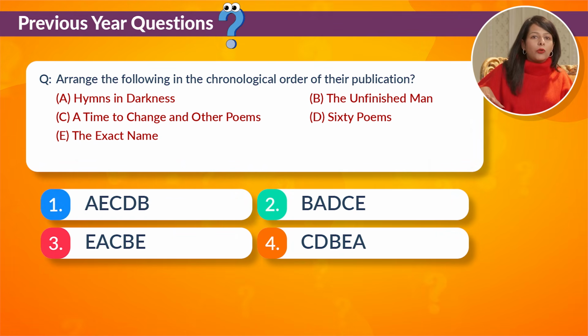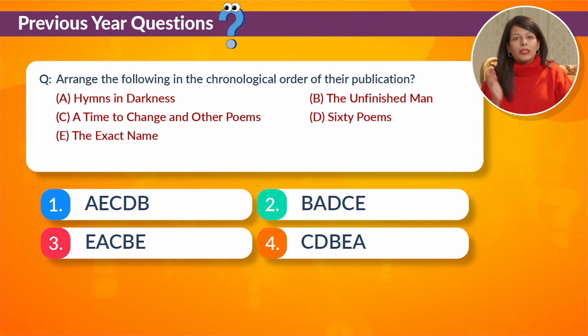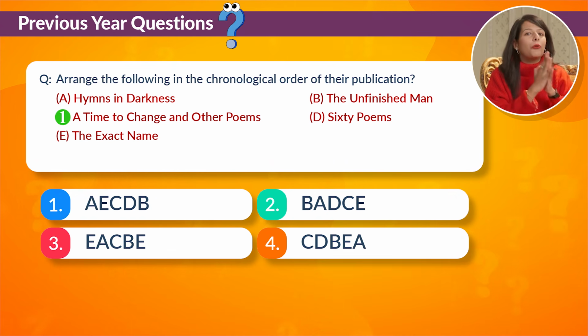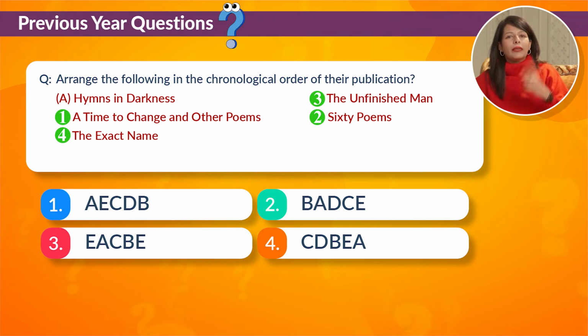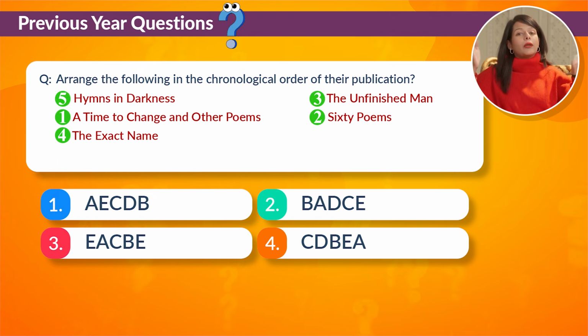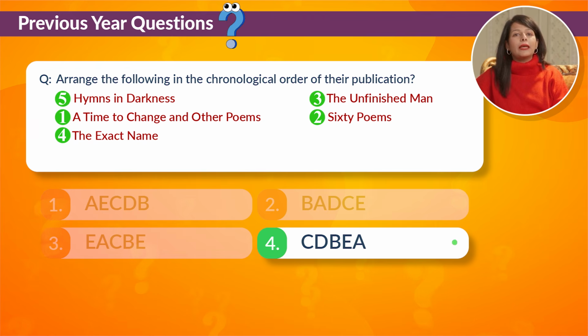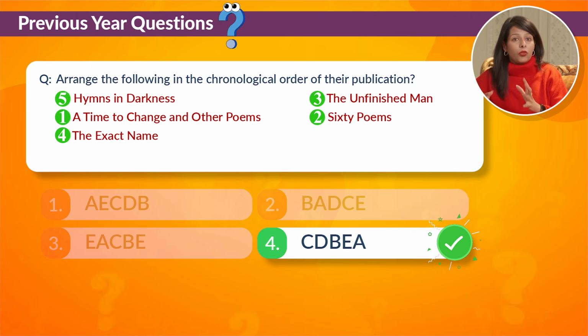Let's take a look at another question. This question asks us to arrange Ezekiel's poetry collections in the order they were published. As we discussed today, first came A Time to Change and Other Poems, followed by 60 Poems, then The Unfinished Man, after that The Exact Name, and finally Hymns in Darkness. So, the correct chronological order is C, D, B, E and A, which is option 4.